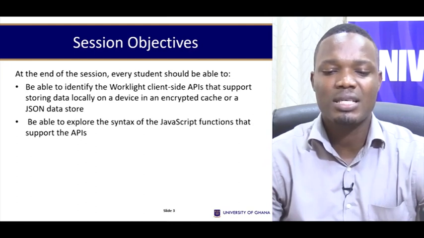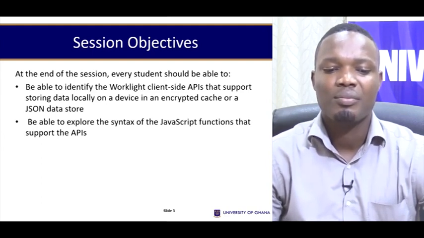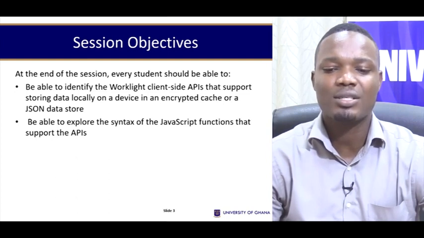At the end of this session, every student should be able to identify the Worklight client-side APIs that support storing data locally on a device in an encrypted cache or a JSONStore, and be able to explore the syntax of JavaScript functions that support the API.